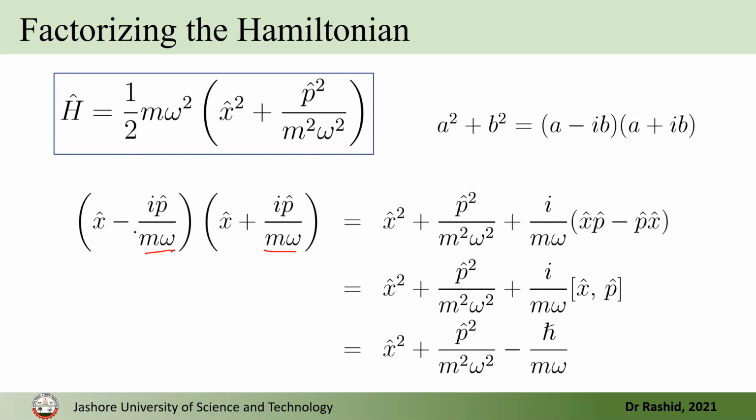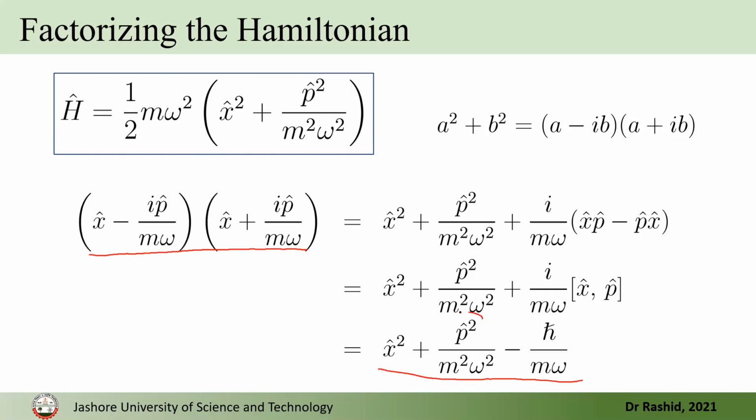Now the cross terms. If we multiply this one with this one, we have this term, i by m omega, multiplied with x hat p hat, minus the other cross term, this term multiplied with x hat. Now we can write x hat p hat minus p hat x hat as a commutator, and we know the result of the commutator is i h bar. So i h bar multiplied with i gives minus h bar.